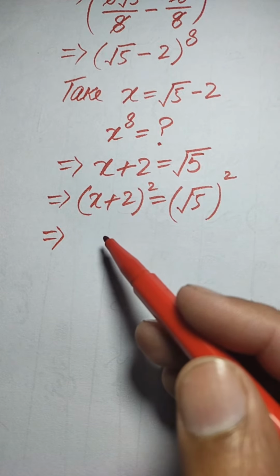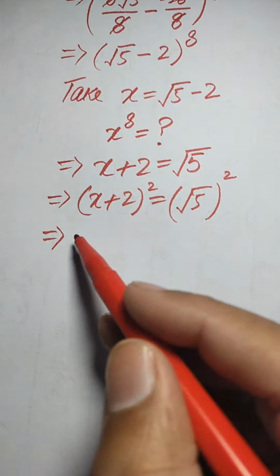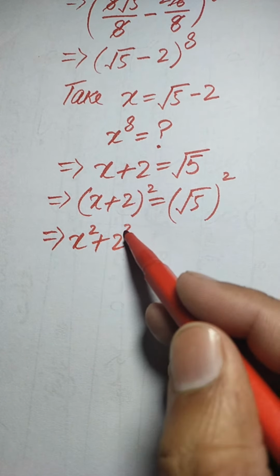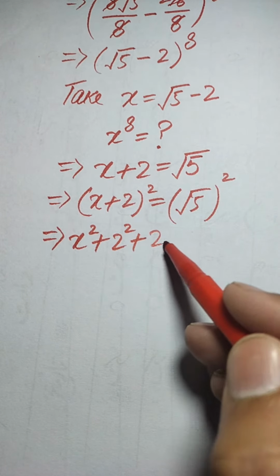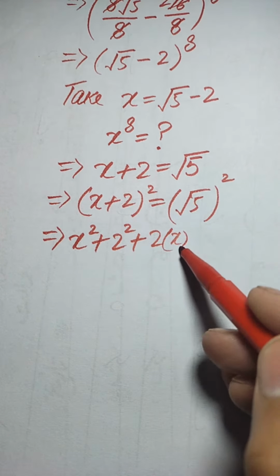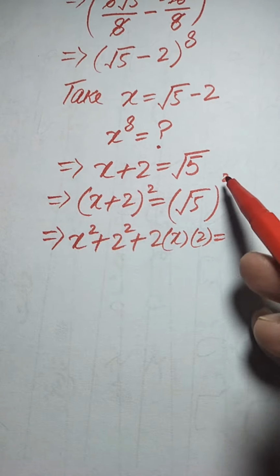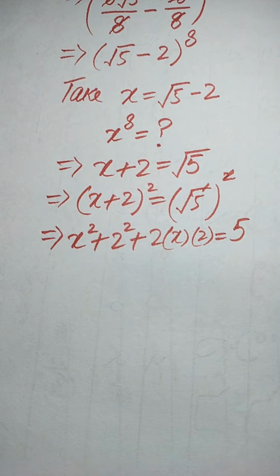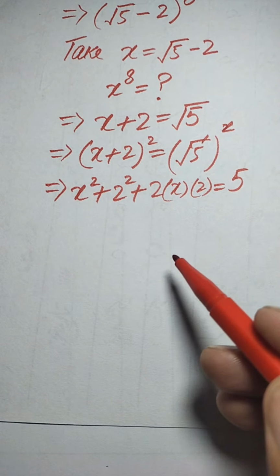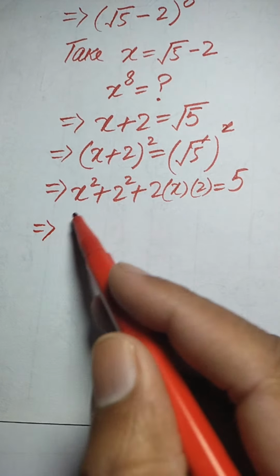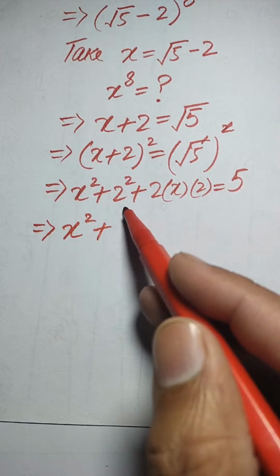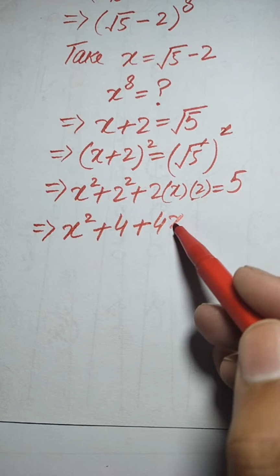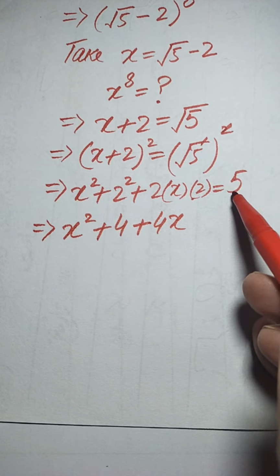If we have (a plus b) whole square, it becomes x square plus 2 square plus 2 times x into 2, equals this 2 and this square root cancel out each other, and we will get here 5 only. Here we need more simplifications, and it will be written as x square plus 2 square, which becomes 4, and 2 times 2 becomes 4x.